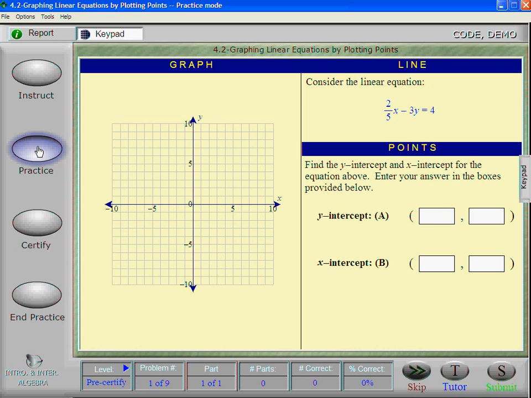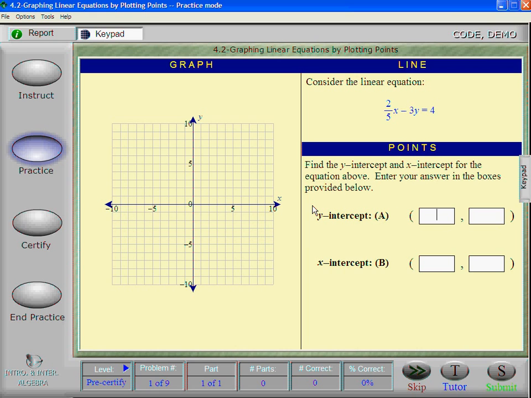Specifically with intercepts, a y-intercept is the specific point, you can follow my mouse here, that you'll have on the y-axis that you'll get from a particular equation. So it's wherever the line crosses the y-axis. X-intercept, if that makes sense, then this should be clear that that's where the graph will cross the x-axis.